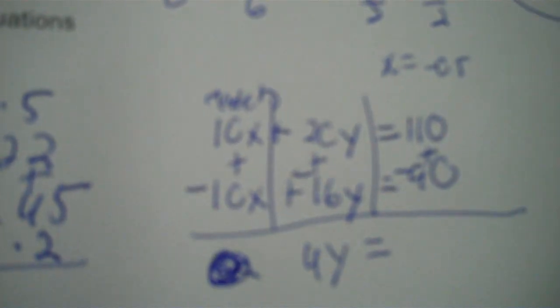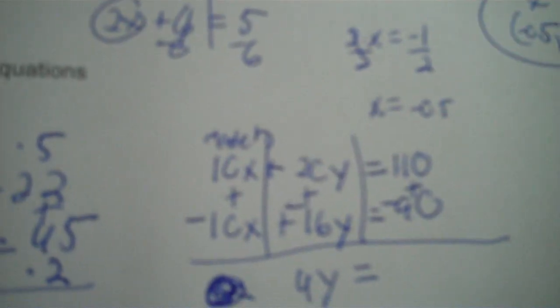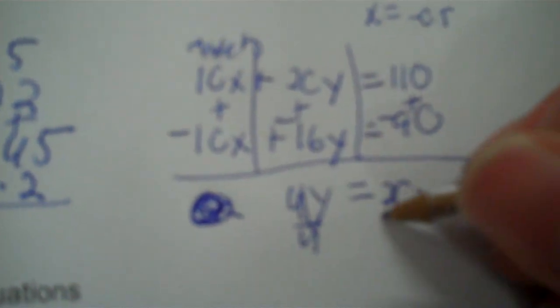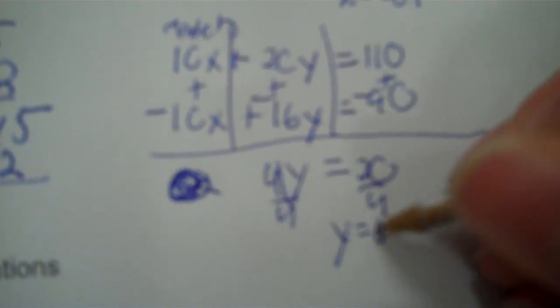So that would be 0x, and that would be 4y, 20 plus negative 16. 20 plus negative 16 is the same as 20 minus 16. Then I would take 110 and add negative 90, and I come up with 20. Then I would divide each side by 4, and y would equal 5. So my y solution is 5.